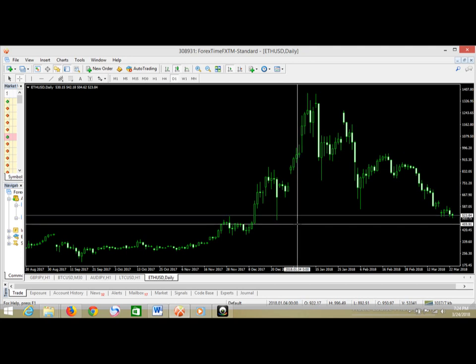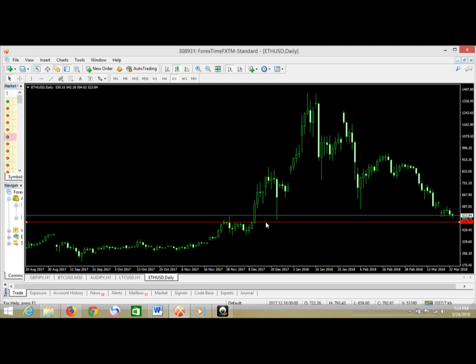At this point now, we are just waiting for it to break this level. If it can break this level, if we can see below 400, rest assured that it will drop more. It will drop to at least 300. So we can decide to sell. We're just waiting for a point here.